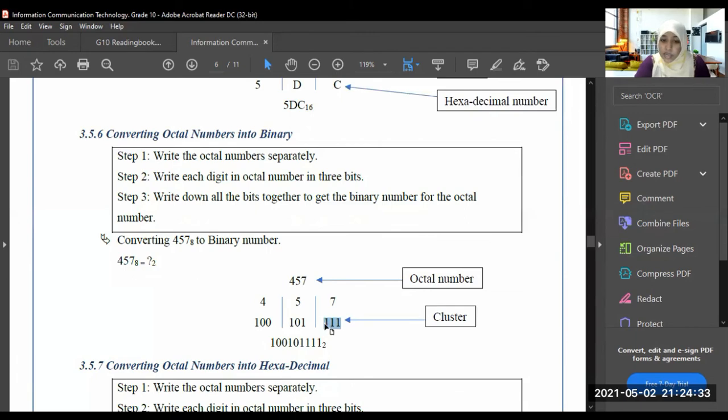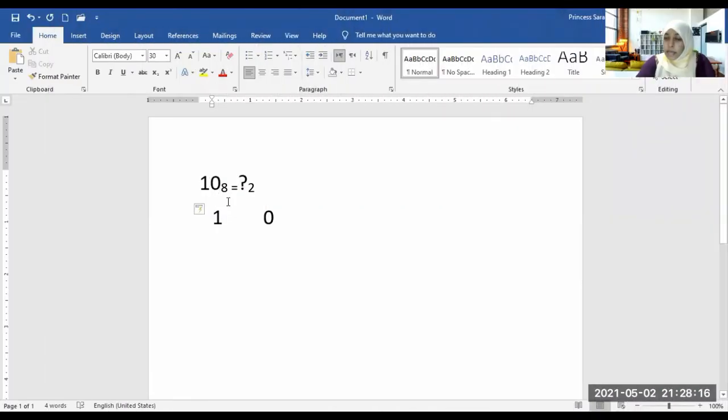Okay, don't put the zeros, because if there are zeros after these numbers, don't put the zeros, because the 0 doesn't have a value. Okay. So if you can remember the chart, the 5 is equal to 101, 4 is equal to 100. Then what you should do, get them together without gaps and write down the answer. So the answer is 100 101 111 base 2.